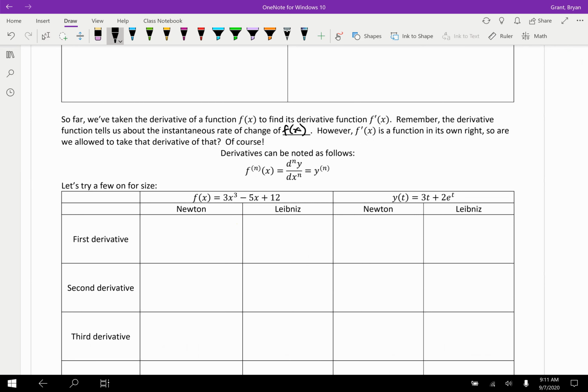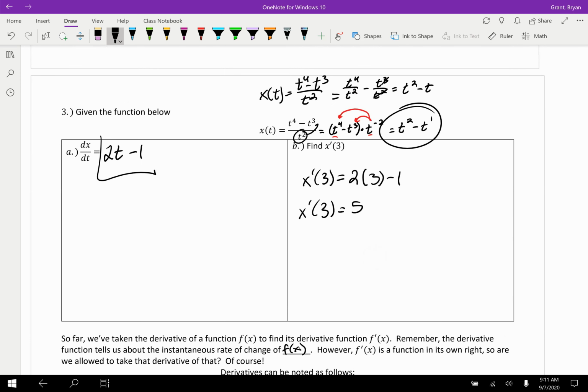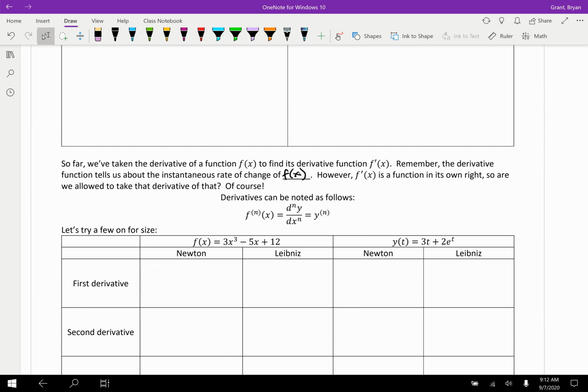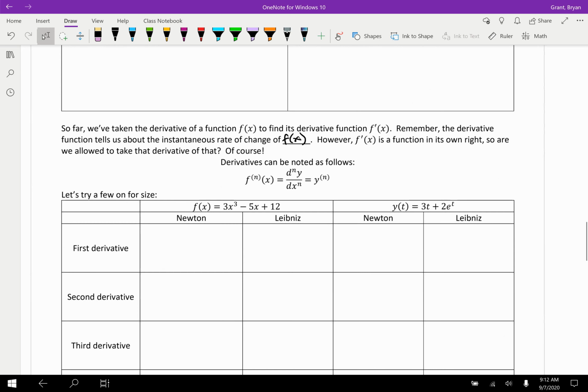However, as we just saw on Desmos on the previous screen, we could graph f prime of x, right? I graphed this on Desmos. This, of course, is also a function. I mean, it's the derivative, but it is still a function. It was something we were able to graph. And so, couldn't we take the derivative of that? Well, of course we could. So, derivatives can be taken as many times as you would like.